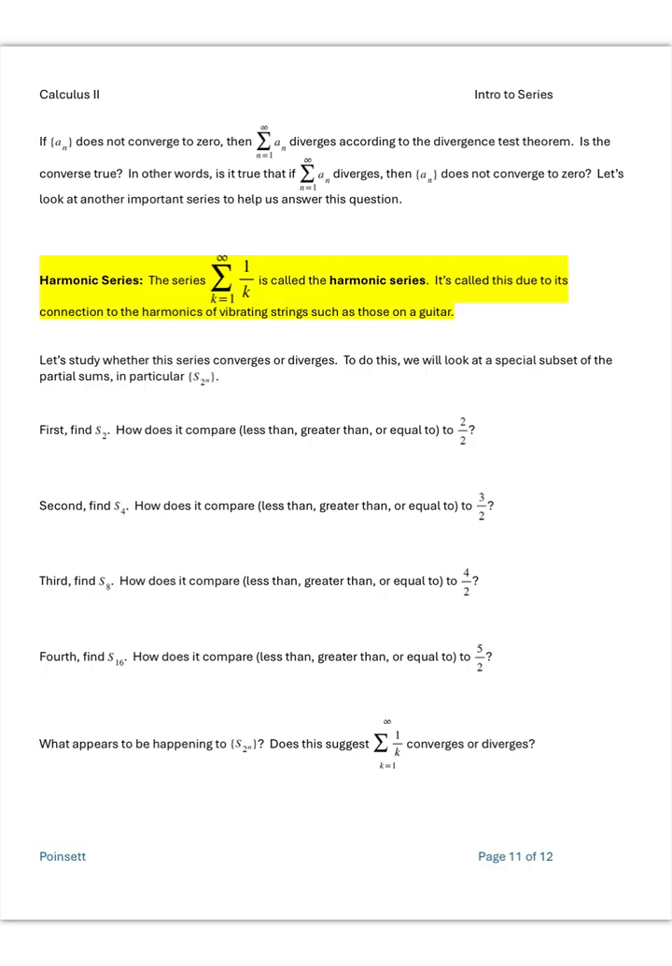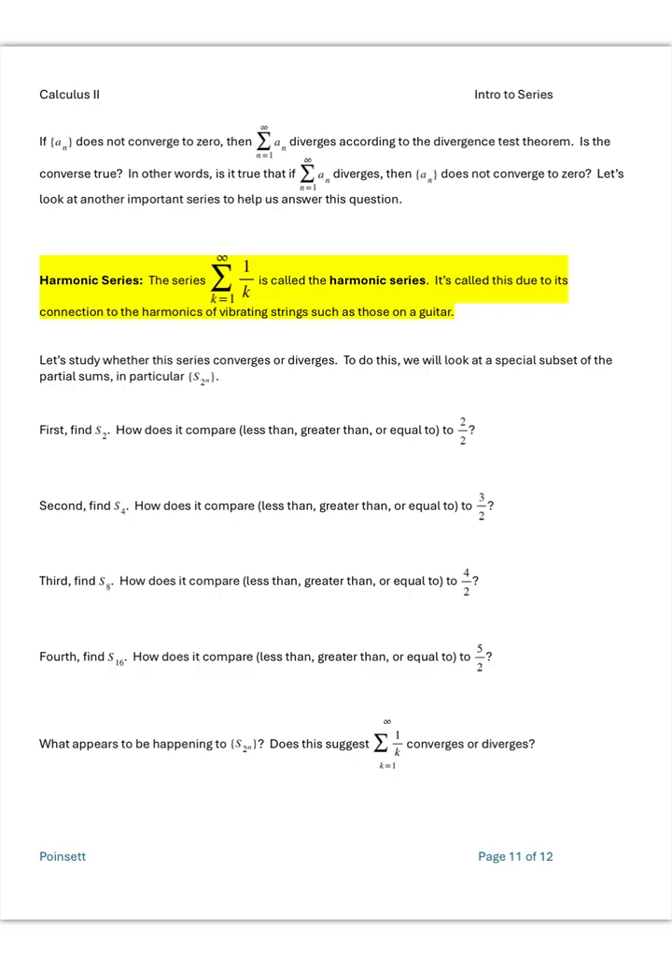And what is meant by converse is, in other words, is it true that if the series of a_n diverges, then the sequence of a_n does not converge to zero? So in order for us to answer this, we're going to look at a very important new series that not only will help us answer this, but will be used with some of our series tests in the future. And that series is called the harmonic series. The series of 1 over k as k goes from 1 up to infinity is called the harmonic series.